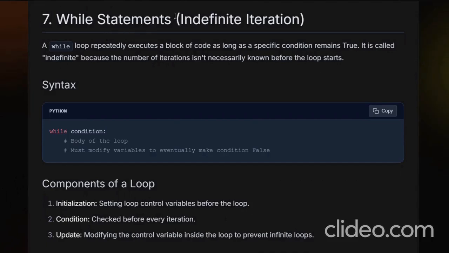So here's the next topic: while statements, indefinite iteration. A while loop repeatedly executes a block of code as long as a specific condition remains true. It is called indefinite because the number of iterations is not known before the loop starts. You will understand it when we solve questions. For now, take it as a while loop that is basically used to run a block again and again until the condition becomes false.